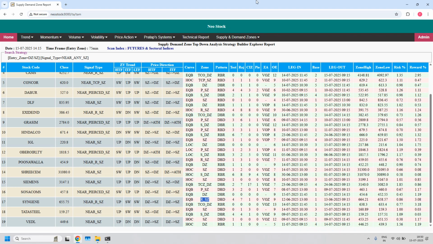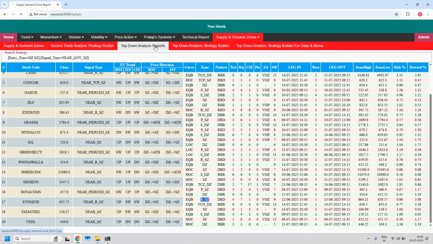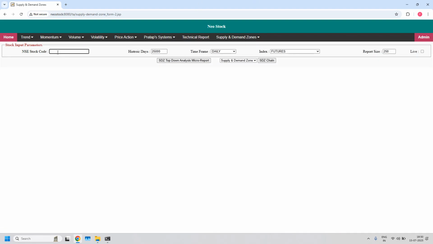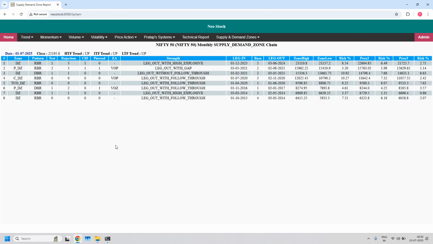Next, I will generate NIFTY and BANKNIFTY supply demand zone chain reports. Starting with NIFTY monthly time frame, generating monthly supply demand zone chain for NIFTY. So this is monthly report for NIFTY.